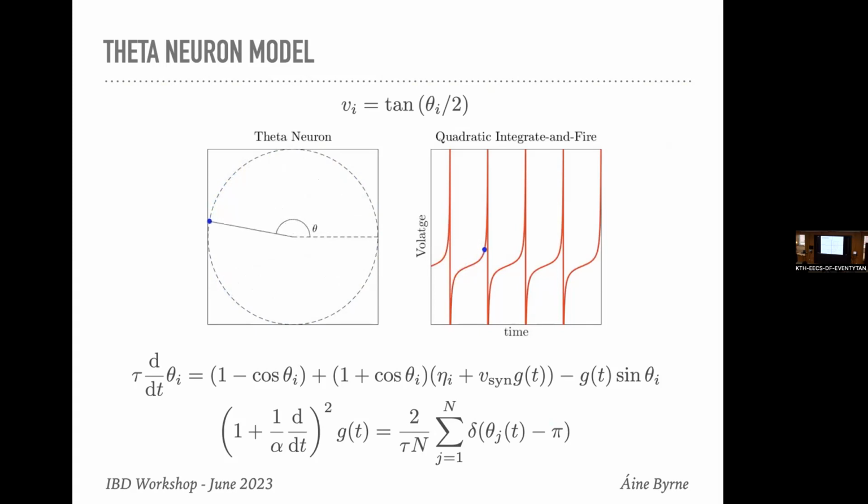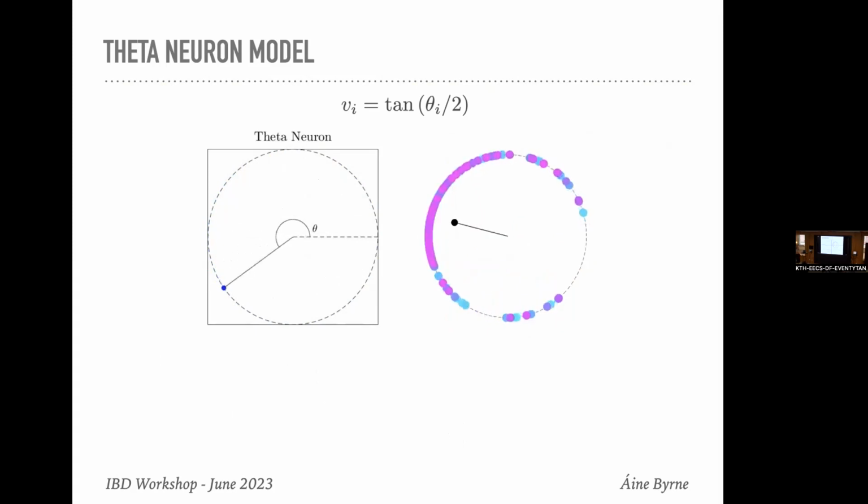So now instead of saying dV/dt equals something, i.e. the voltage changes with time, the phase changes with time. They're equivalent. And the main reason for doing this is so that we can look at synchrony. So now think of each of these colored dots being an individual neuron, which has a different phase.